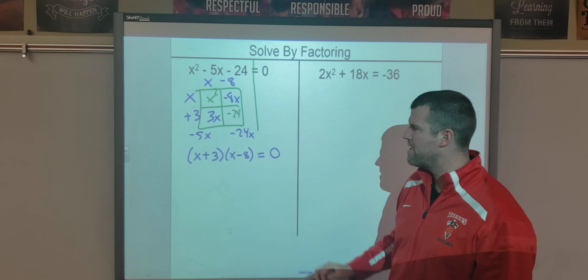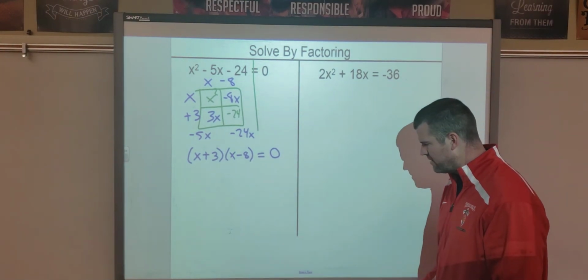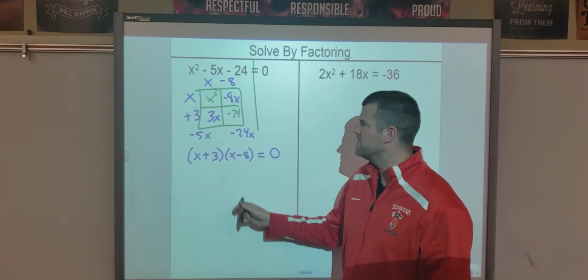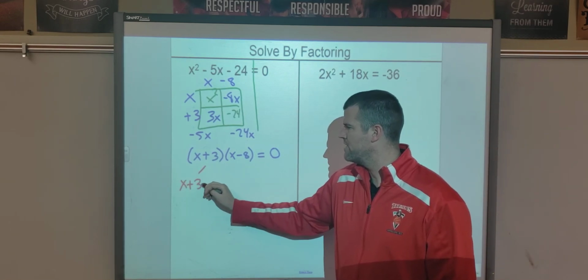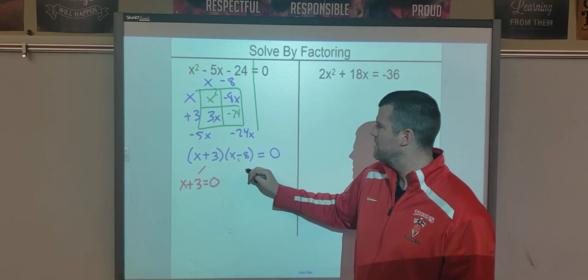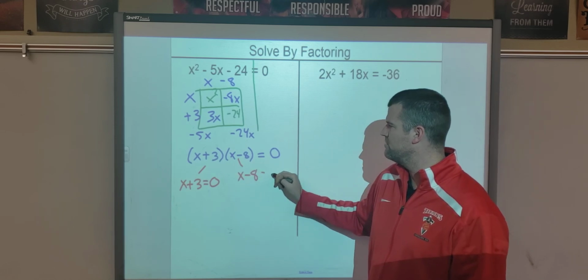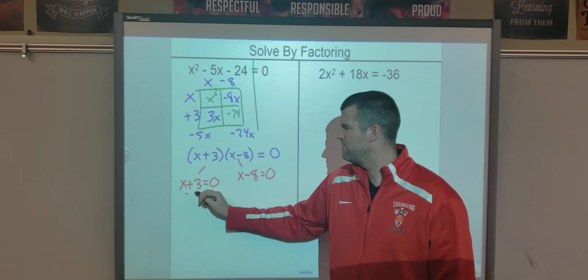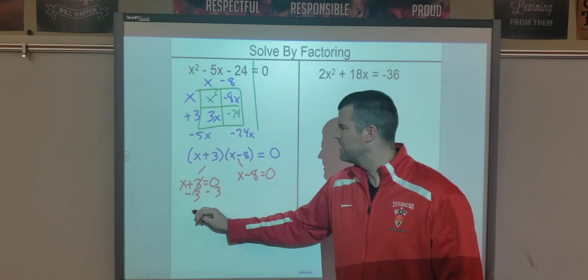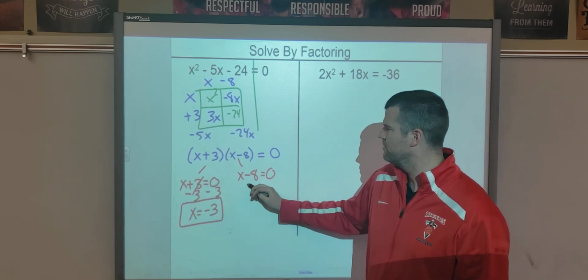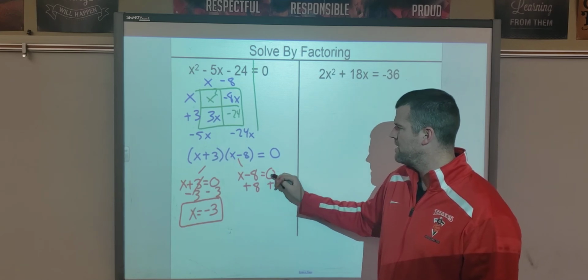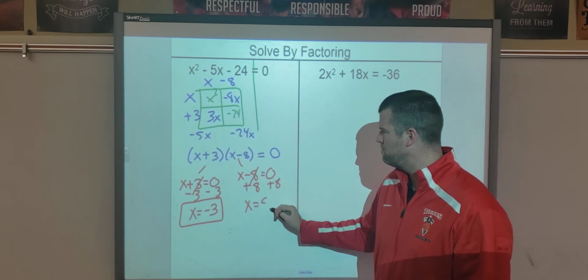So that was step 2. We factored the quadratic. Step 3, we're going to set each factor equal to 0. So x plus 3 equals 0. X minus 8 equals 0. And we solve. We get x equals -3. And over here, x equals +8.